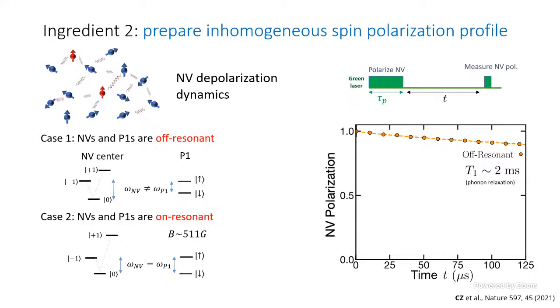Is there a magnetic field? You can. I don't think so, to be honest. The reason is NV has a zero field splitting. So once you start to apply a B field, the +1 goes up, -1 goes down. And for P1, it's always going up. So the splitting between P1 and the 0 to +1 transition of NV always maintains the same value, which is the NV's zero field splitting.